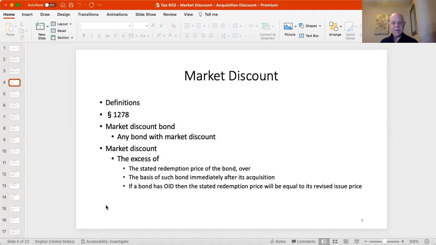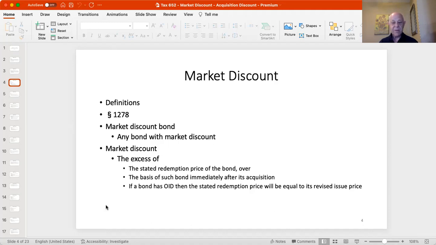What is a market discount bond? It says any bond with a market discount. What's a market discount? It's the excess of the stated redemption price of the bond over the basis of such bond. And that's what we did. And that's why it's going to be different for each purchaser. Each purchaser will have their own basis. So you look at the redemption price of the bond, compare that to your purchase price, to your basis, and that's going to tell you what your market discount is.